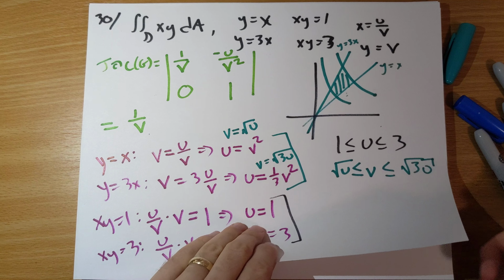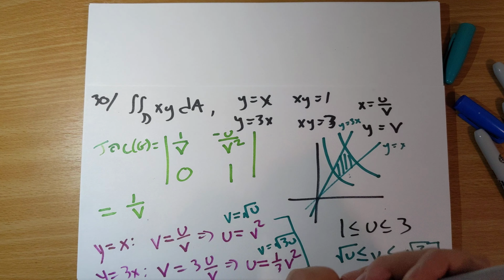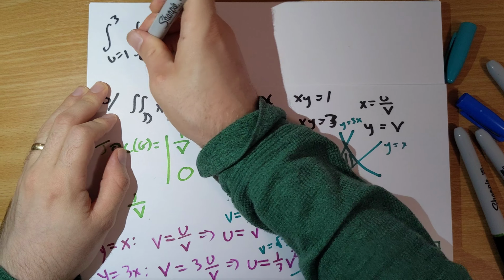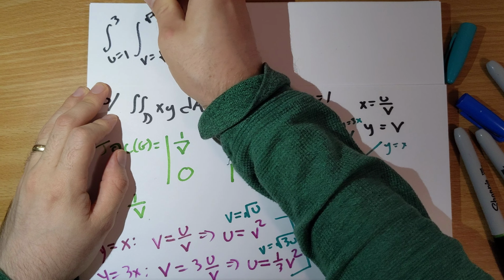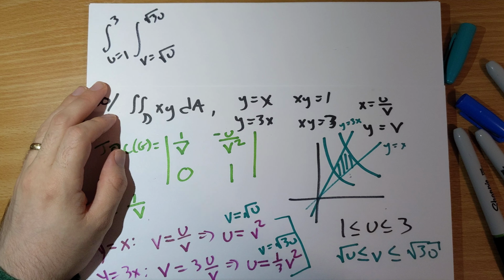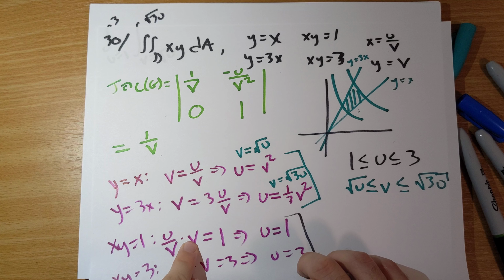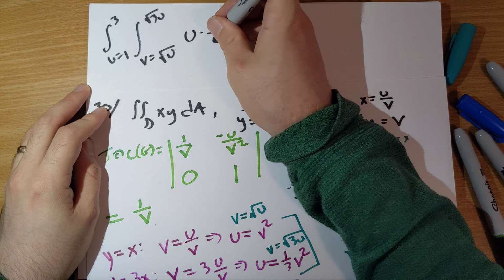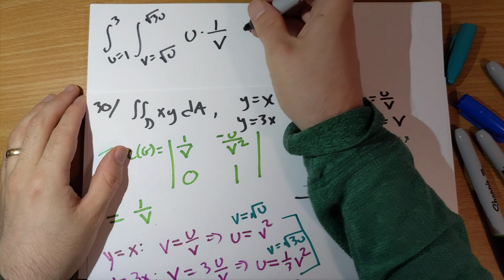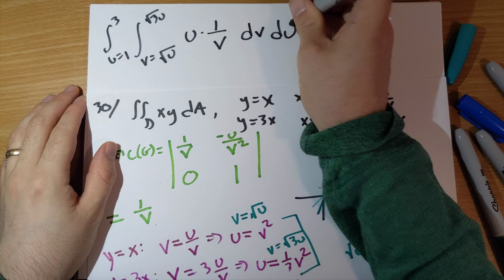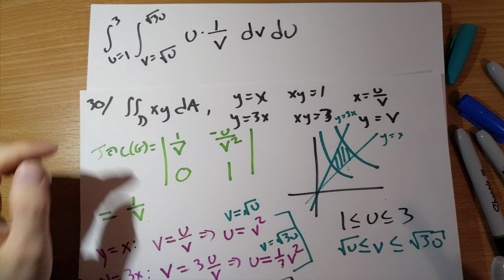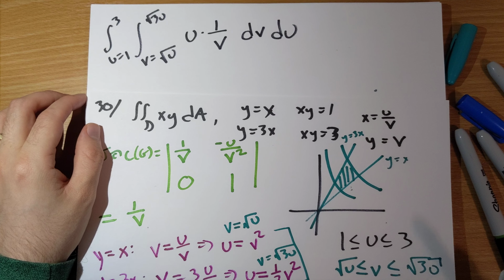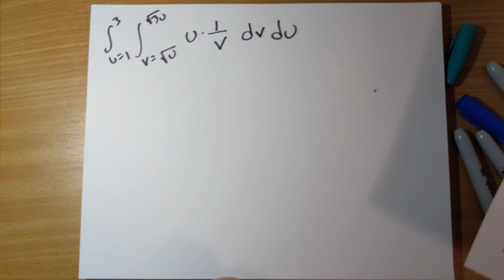Okay, so I think we're ready to write down everything here. So we have the integral, u runs from 1 to 3, v runs from square root u to square root 3u, x times y. x times y is u over v times v, and that's just u. And then throw in the factor of the Jacobian. Everything in sight is positive, so we don't need absolute value here. 1 over v dv du. Okay, so I'm just going to leave this as a setup here and not evaluate this. This should not be too bad of an integral to evaluate here.